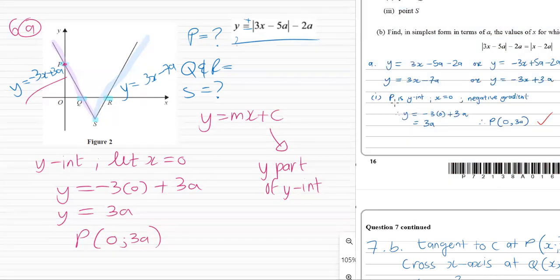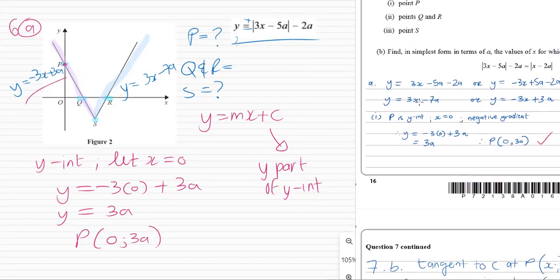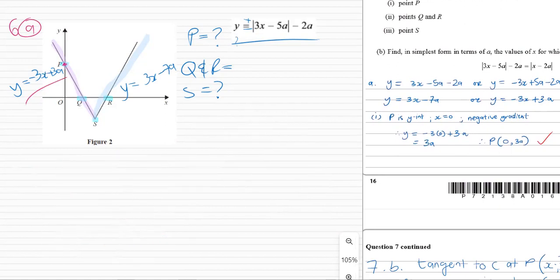Right, part II asked for Q and R. So the next thing we do is find the x-intercepts of each line. Once you've got the y-intercept, we had to let x equal 0. So in order to get the x-intercept, you can do the same. You just let y equal 0. So one pretty solid method is on each line, we can let y equal 0. So for our x-intercepts, let y equal 0.